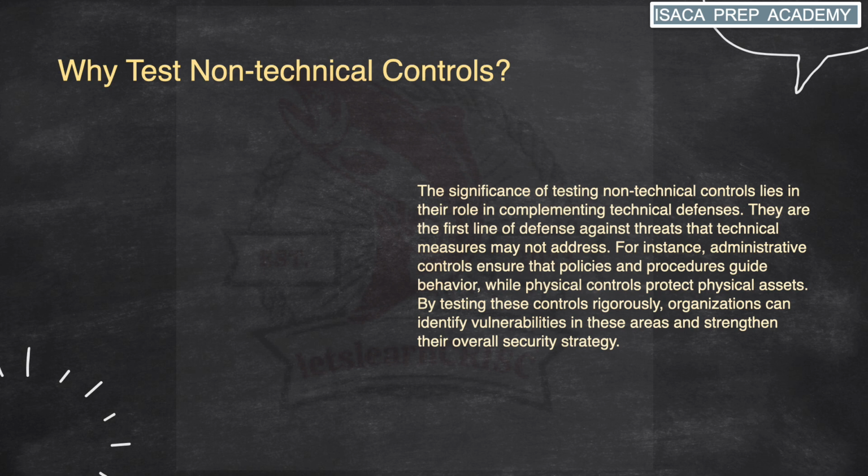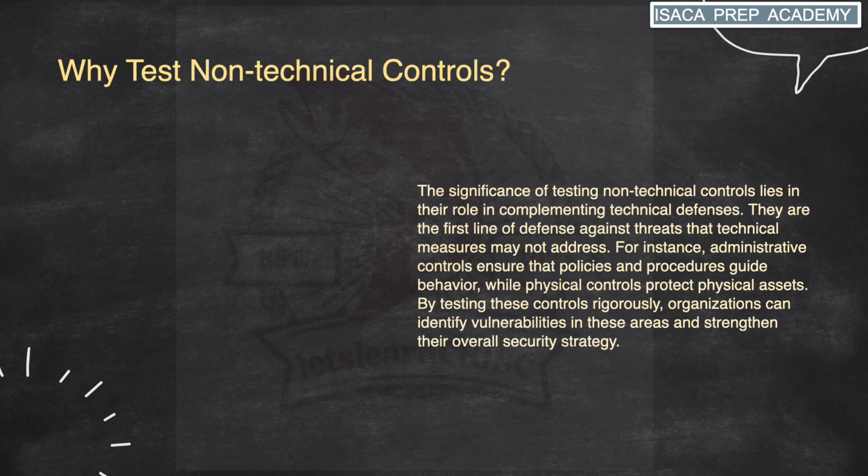Friends, administrative controls such as policies, procedures, and guidelines establish the framework for managing security related activities within an organization. And these controls ensure that employees are aware of security policies, understand their responsibilities, and follow established procedures to safeguard sensitive information and systems. Friends, by testing administrative controls, organizations can verify compliance with policies, assess the effectiveness of training programs, and identify gaps in policy enforcement.